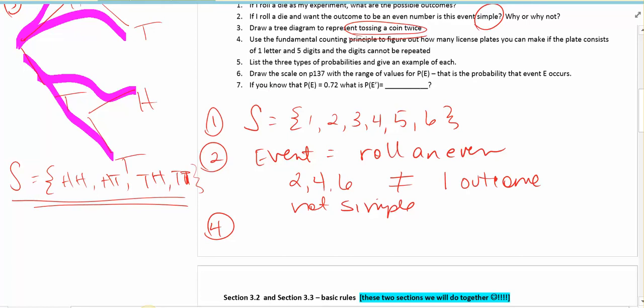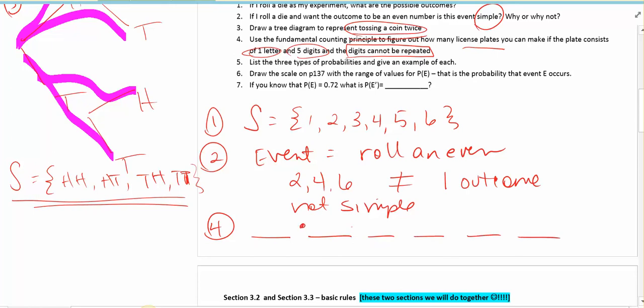combinations you can make. So we want to do license plates that consist of one letter and 5 digits, and the digits cannot be repeated. So I'm going to do it as a fill in the blank problem. I need one letter and then 5 digits. 1, 2, 3, 4, 5.